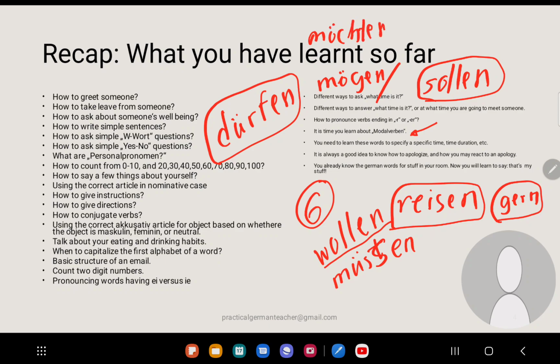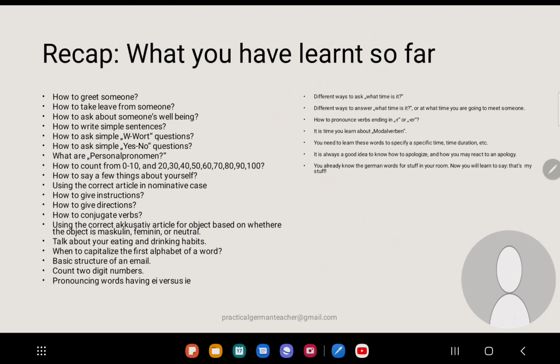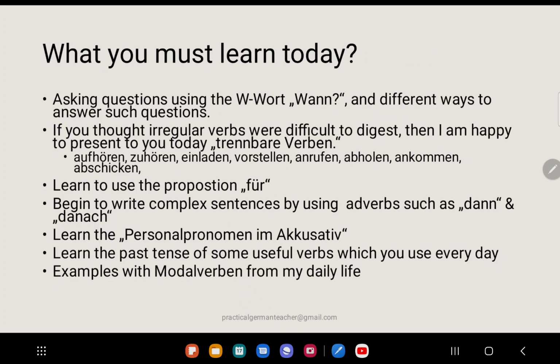Again, the reason I'm focusing on modal verben is that you can take one verb and write 6 different sentences out of it, with completely different meanings. All right, please go through this list. You will have this on the channel, and the idea is that you are held responsible so that you know what you should be knowing by now. Even though we had only 6 sessions so far, you should be able to do all of these things in the German language by now. So what you must learn today, I will not go over this. I will just start with the learning part.